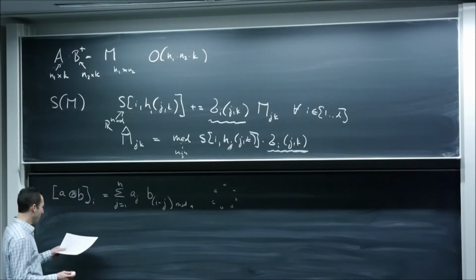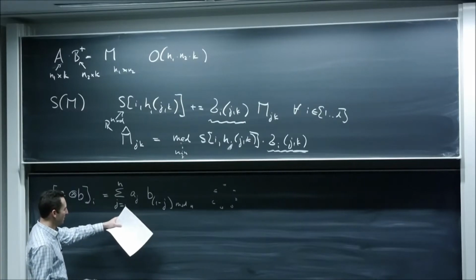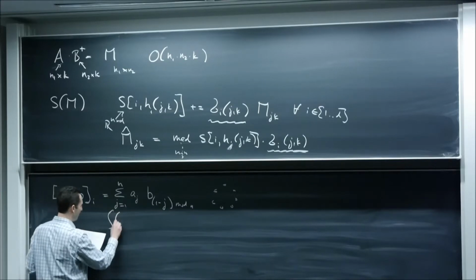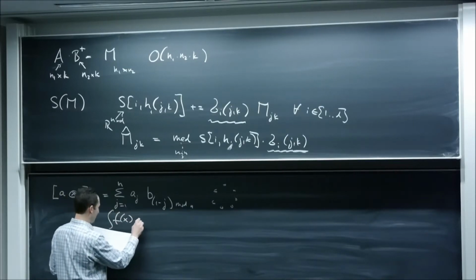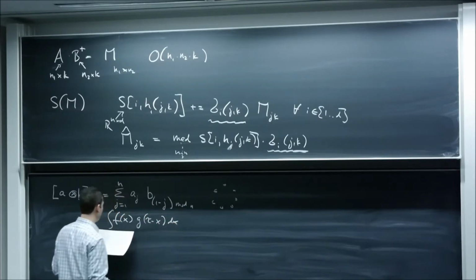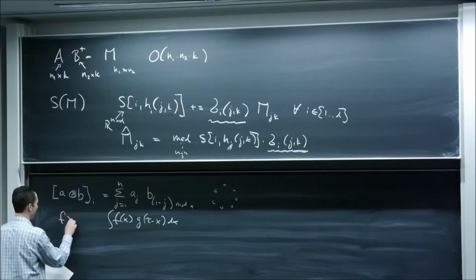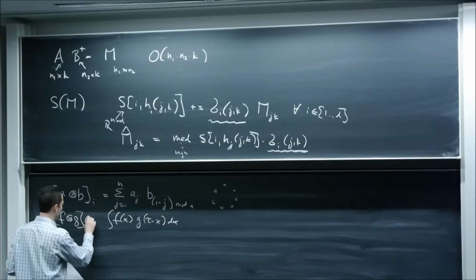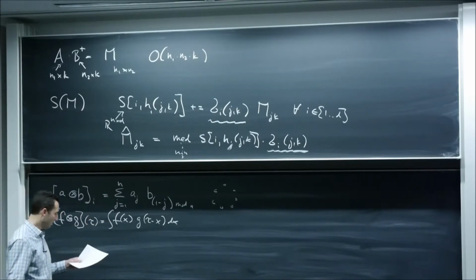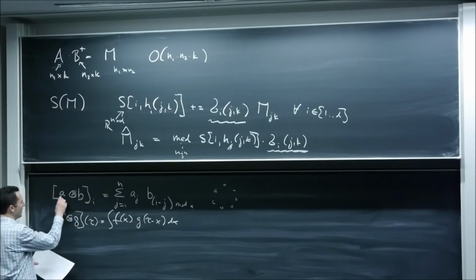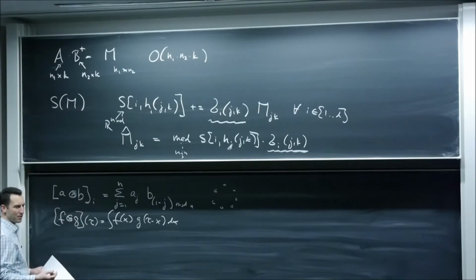Okay, good. So we probably all still recall the continuous version, and there it was just the integral of f of x, g of tau minus x dx. That was basically f convolved with g evaluated at tau. So the first thing to remember is that by symmetry, A convolved with B equals B convolved with A.